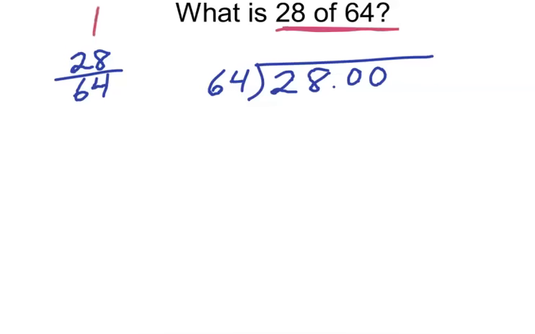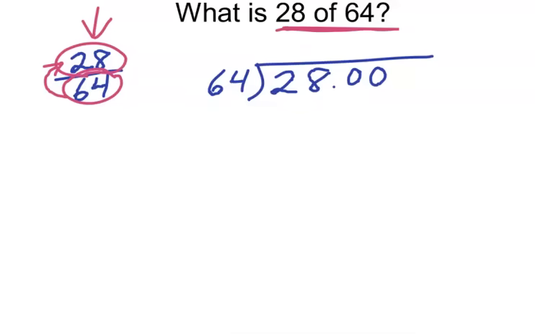Well, we're going to write it like this. 64 is our total. We got 28 out of 64. Hopefully that's not a test score. Hopefully it's some other statistic. So let's see what we can do to find out the percent. We're going to divide 64 into 28 and then multiply by 100.